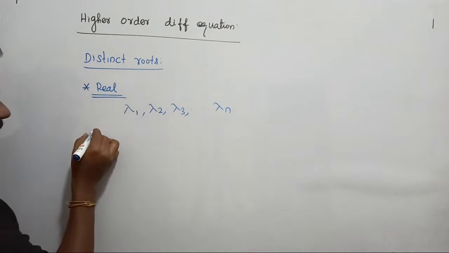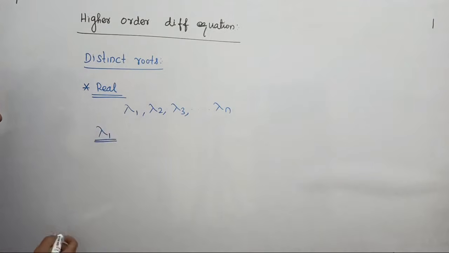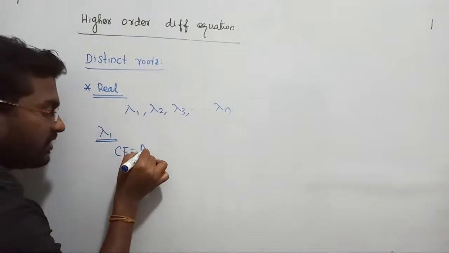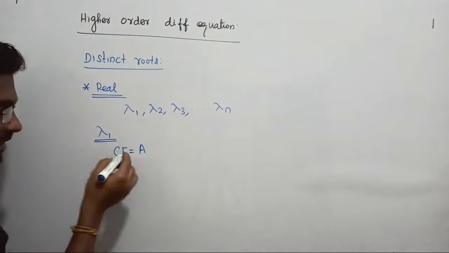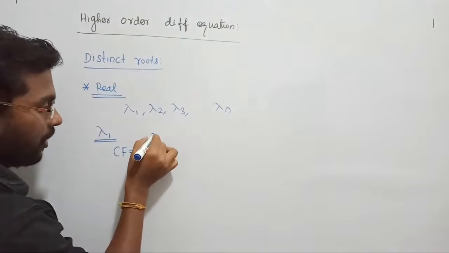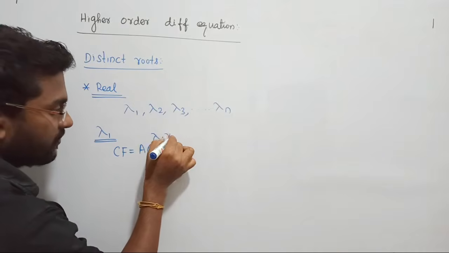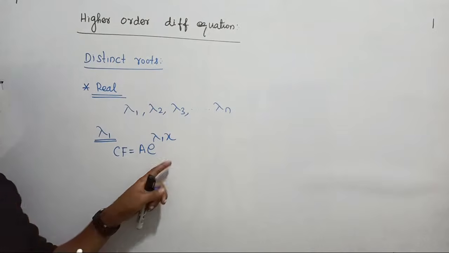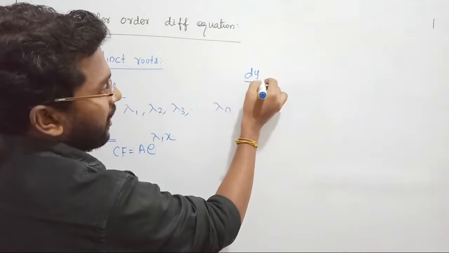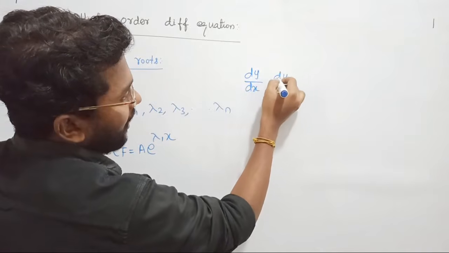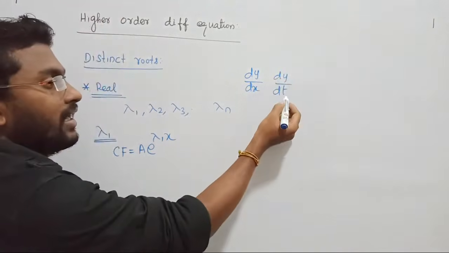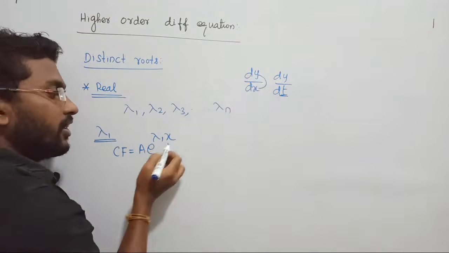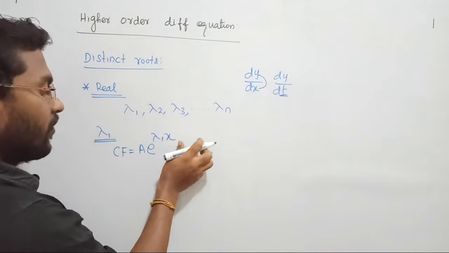For example, if I have only one root, then the complementary function can be written by considering some arbitrary constant a with e power lambda x. For example, assume our function is varying with respect to x, so I am putting x. Suppose your function is varying with respect to t, as when a differential equation is defined as dy by dx or dy by dt; if you differentiate with respect to t, here you have to put t. If your function is varying with respect to x, then you have to put x. That's all. Clear? That is when we have only one root.